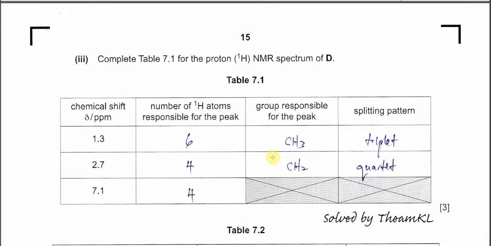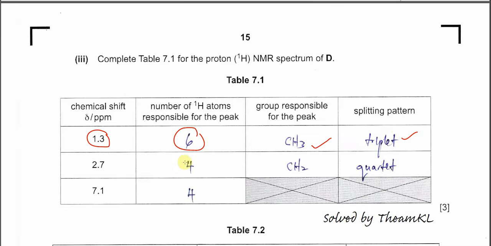Part 3 is the one I told you just now. You just need to use the NMR just now to fill up this table 7.1. Around 1.3, I told you already, there are 2 methyl groups, so the group responsible for this peak is methyl, and there are 2 methyl groups, therefore a total of 6 protons, and the splitting is a triplet.